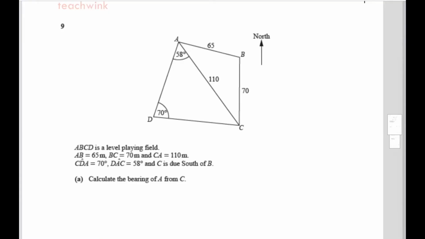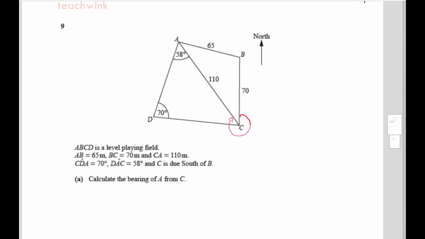In this question, they've given us two triangles. The question reads: ABCD is a level playing field. AB is 65 meters, BC is 70 meters, and CA is 110 meters. Angle CDA is 70 degrees and angle DAC is 58 degrees and C is due south of B. The first part says calculate the bearing of A from C. We have to calculate this bearing right here.